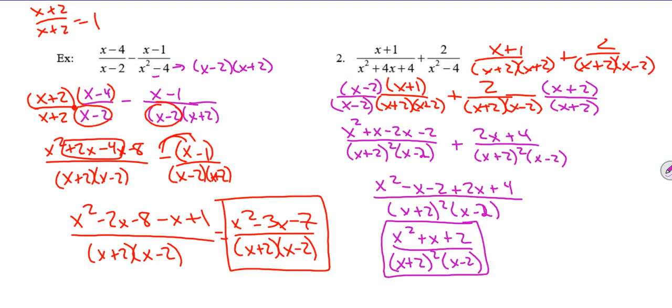Okay, so in the end, you should get x squared plus x plus 2, all divided by the quantity x plus 2 squared times x minus 2. I combined my two x plus 2's into x plus 2 squared, since there were 2 of them. And x squared plus x plus 2 does not factor, so nothing's going to cancel out. And that's the final answer.